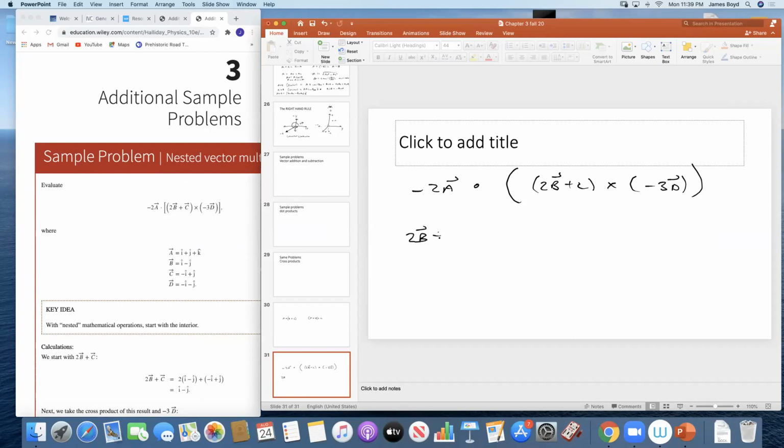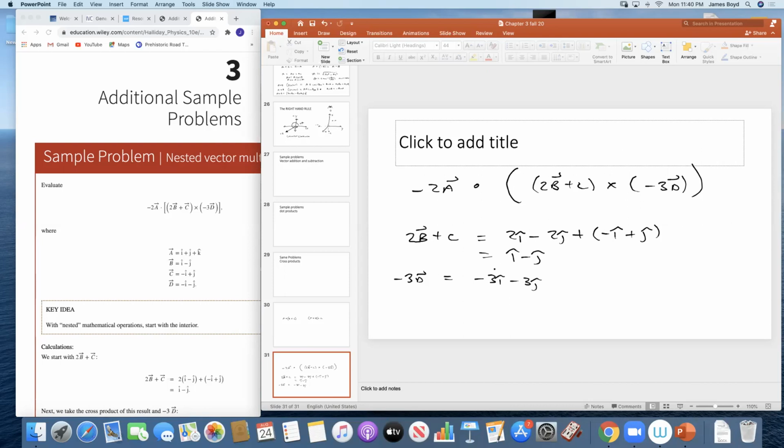So 2 times B plus C is equal to what? Well, this is 2 times I hat minus 2 times J hat, multiply 2 through, plus negative I hat plus J hat. What I get is I hat minus J hat, if I did that right. All right, and -3D hat is, and I should note, if you don't know already, I, J, and K are just another way of saying X, Y, and Z. So -3D is -3 I hat minus 3 J hat.